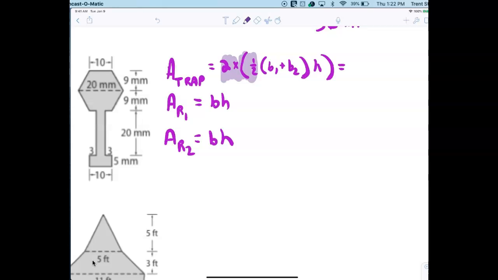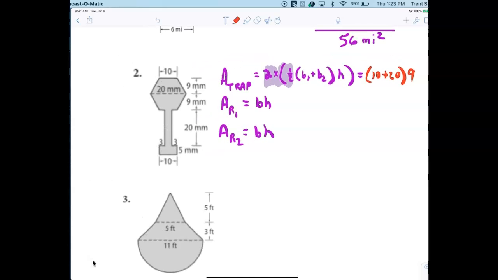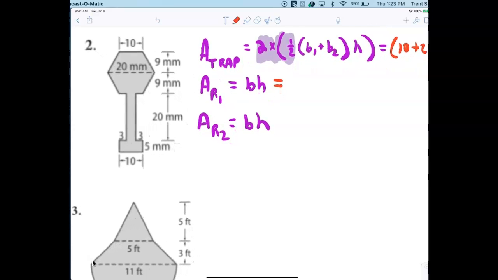All right. So here we go. Do you agree with me that 2 and the 1/2 cancel, right? So now what are the 2 bases? 10 and 20. So I'm going to put parentheses, 10 plus 20. What's the height? 9. Very good. Now, what's the base and height of the middle rectangle? Let's see if you can figure it out. It would be 4 and 20. Very good.